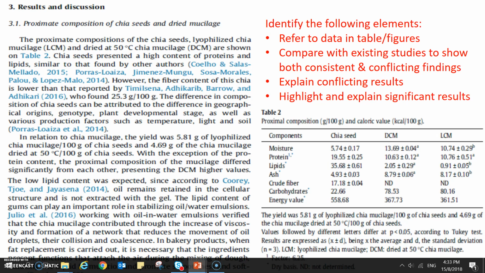This is an example paper with the results and discussion being combined together in the same section. Look at this paper and identify the following elements. When do they refer to data in the figure or table? When do they compare existing studies to show both consistent and conflicting findings? Where do they explain conflicting results? And where do they highlight and explain significant results? You can pause the video and identify these elements in this particular paper.